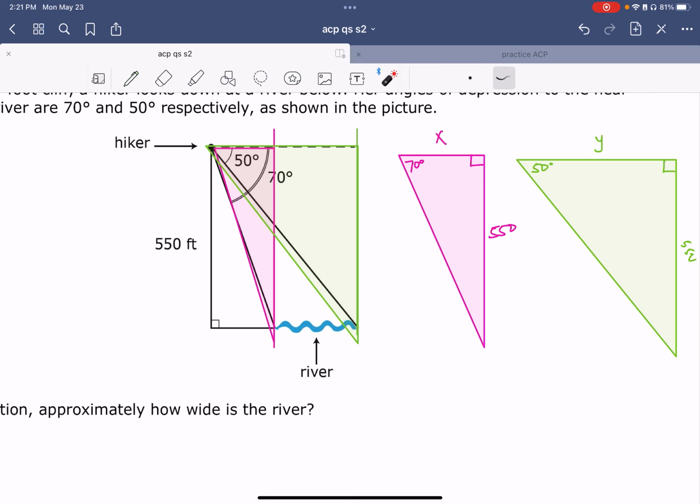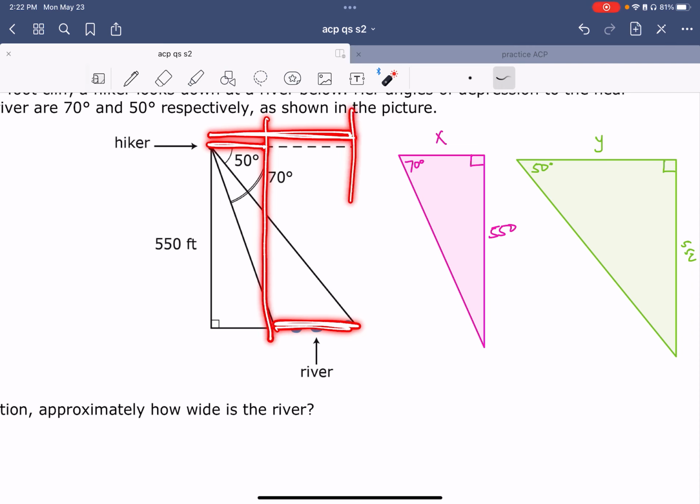Let me erase all of this because it's too much. With the thin triangle, you're going to get this distance. With the wide triangle, you're going to get the entire distance. However, you only want this distance. So if you subtract the little thin part from the big one, you're just left with the width of the river. So you need to find both horizontal distances and subtract them.